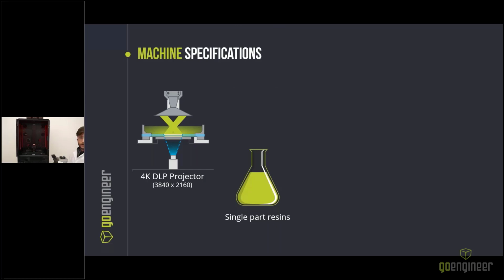The Origin 1 uses single part resins, meaning there is no mix required before you start printing. This vastly increases the shelf life of your resins since you no longer need to mix two together. When you mix two resins together, a chemical reaction begins to form that requires use within 8 to 12 hours.